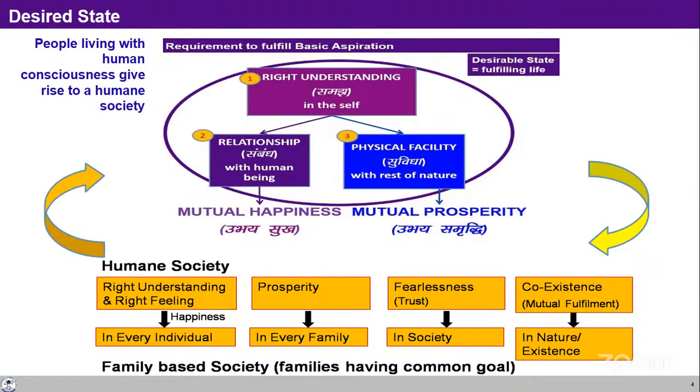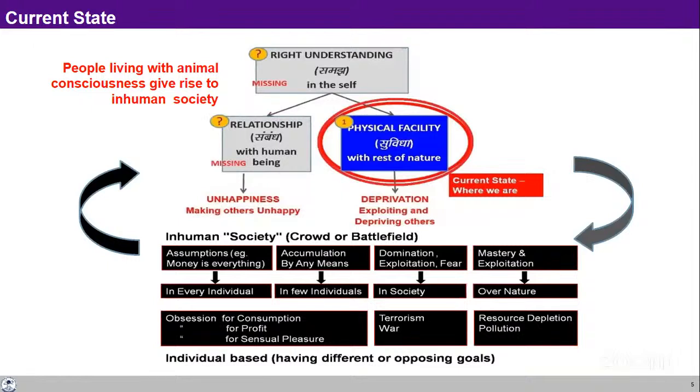Do we want to work for that stage? That's what we are looking for. That's what we were discussing throughout this workshop. So what is the current state? Current state: people living with animal consciousness give rise to an inhuman society.